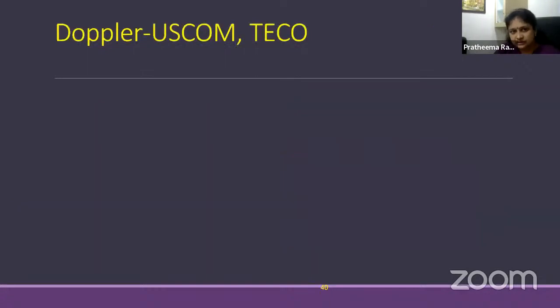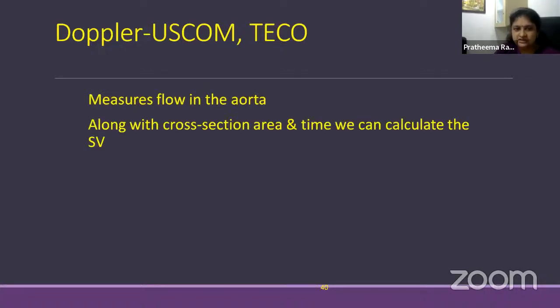So these two are echocardiography. Then we look at the Doppler. Doppler is always the flow of blood. So in the aorta, how is the blood flow? That is going to measure the cardiac output. So stroke volume is what we decided to measure. So stroke volume into heart rate is the cardiac output.